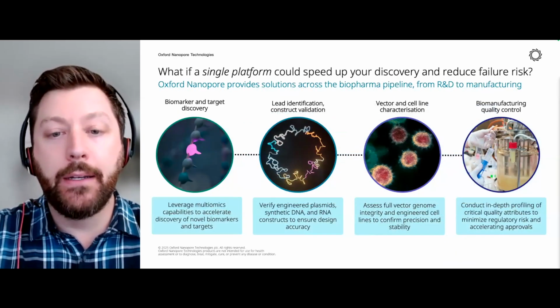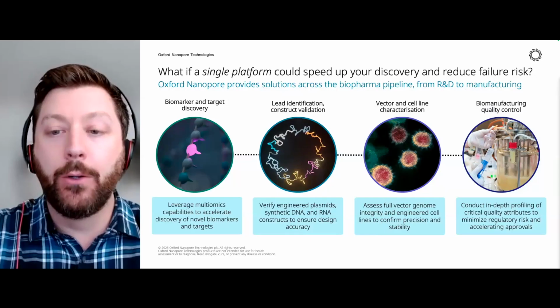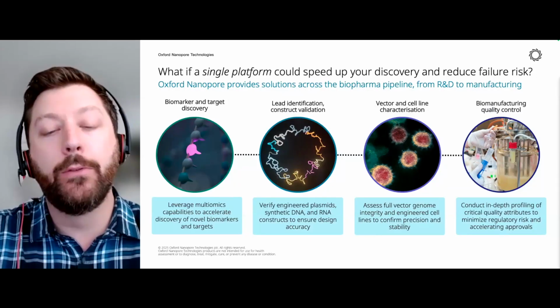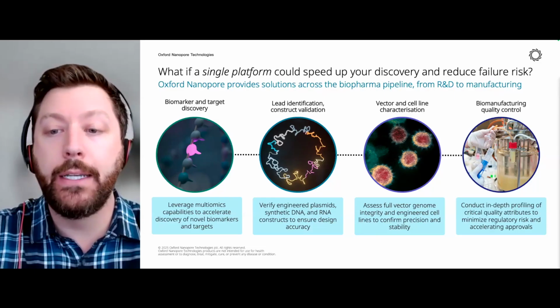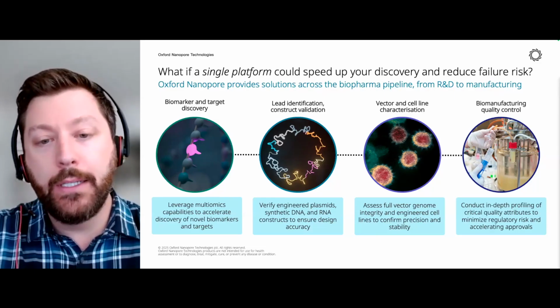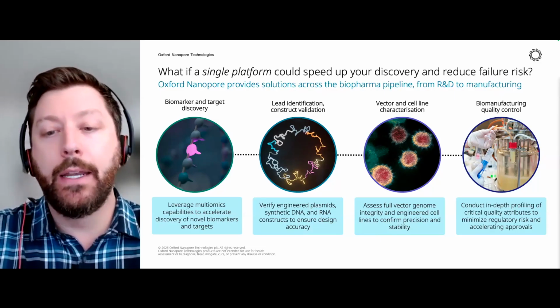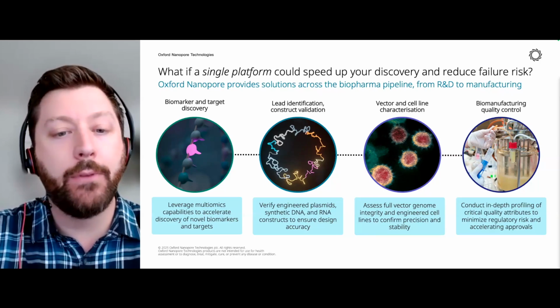The examples we've just seen highlight a bigger picture. What if a single platform could accelerate discovery, improve product understanding, and reduce risk all the way from R&D through manufacturing? That's really the vision behind this platform, providing one system that can deliver value across every stage of the biopharma pipeline.